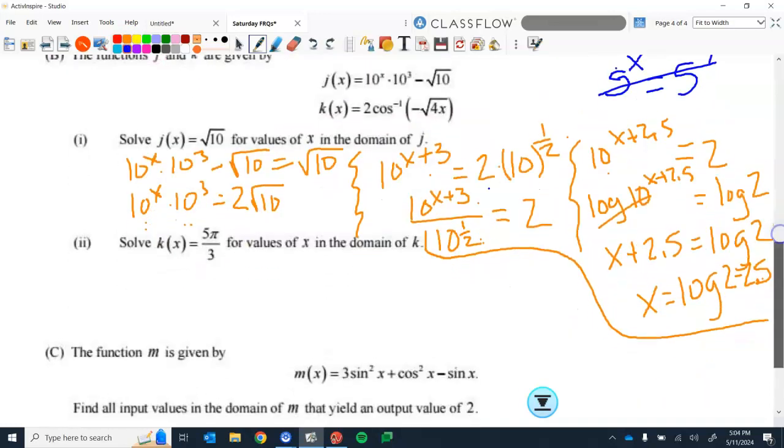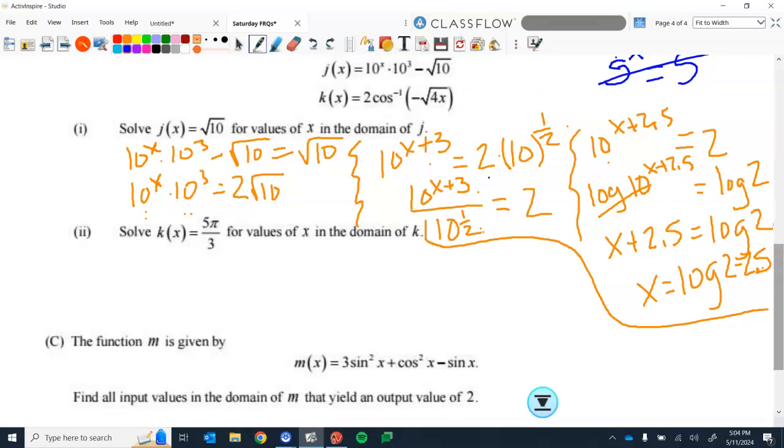I have k of x. So k of x is 2 cosine inverse of negative square root of 4x equals 5 pi thirds. There we go. All right, so I need to get x by itself, which means I need to get this cosine inverse away from it, which means I need to get this 2 away from it. So the first thing I'm allowed to do legally is divide by 2.